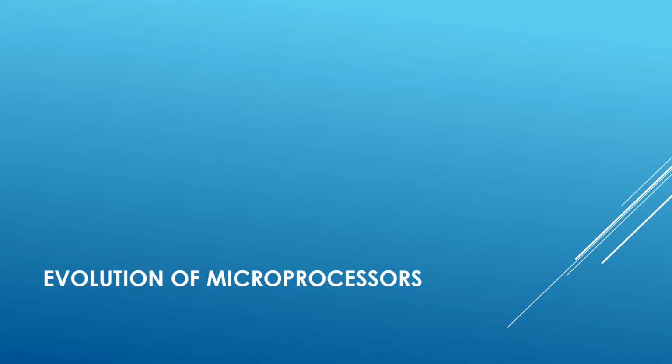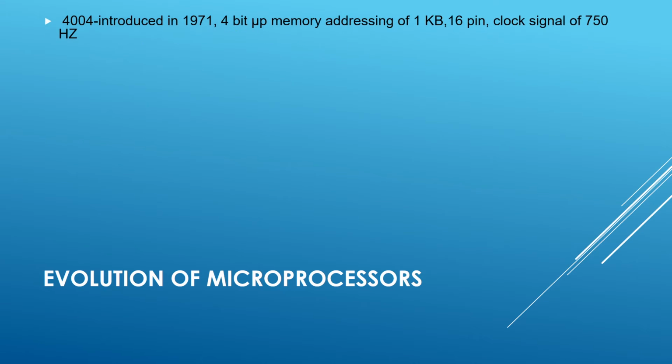Let's have a look at the evolution of microprocessors. Prior to the 8085, Intel had invented the 4004 in 1971. It's a 4-bit microprocessor and its memory is 1 kilobyte, 16 pins, clock signal of 70 Hz. And also the 8008 was introduced in 1972. It's an 8-bit microprocessor and it has 40 pins.